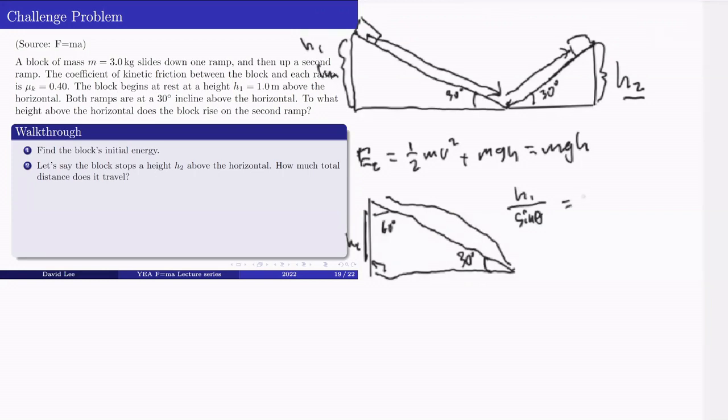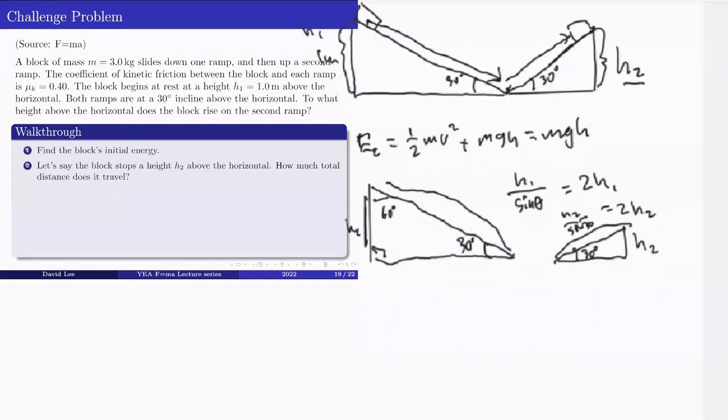This will happen to work out to 2h1 because sine 30 should be half. Okay, now for the second triangle, we have the same thing. This is 30 degrees. Now this is h2, and this distance will be h2 over sine 30, which is 2h2. So the total distance that the particle travels is just 2h1 plus 2h2. Cool.